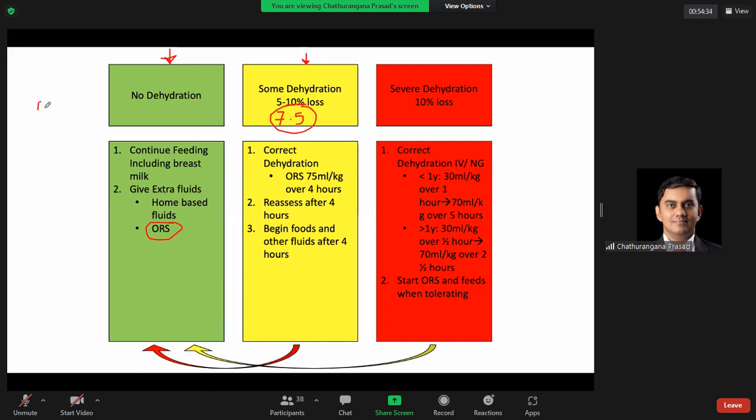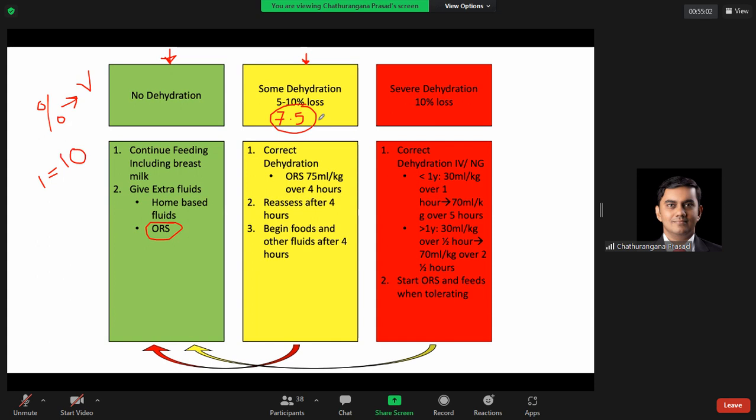So now the question is, how do we convert the percentage to a volume? Each 1% equals 10 ml per kg of fluid, right? So that's the formula. If it is 7.5% here, 7.5 into 10 is 75 ml per kg that has to be replaced to correct dehydration.